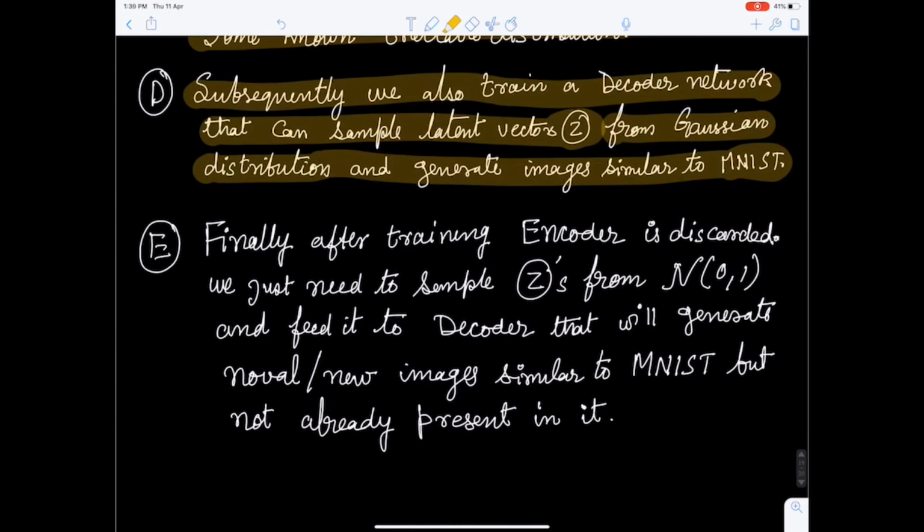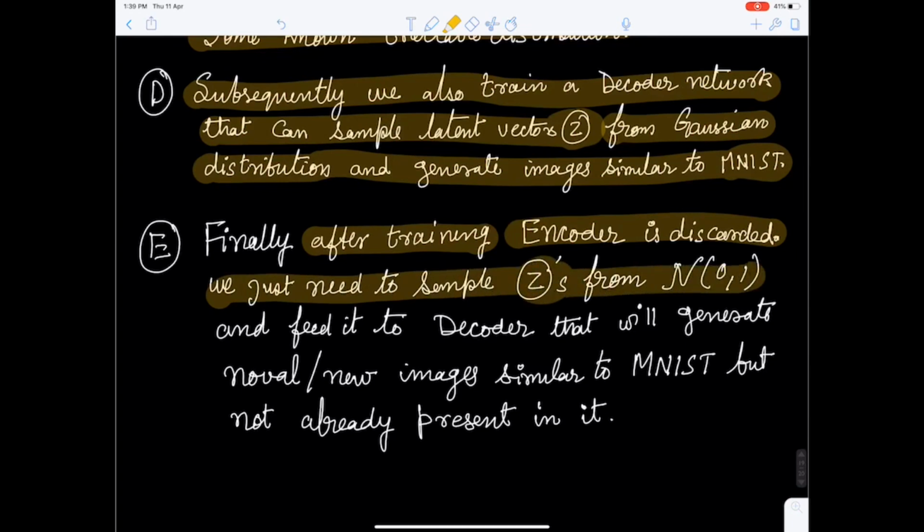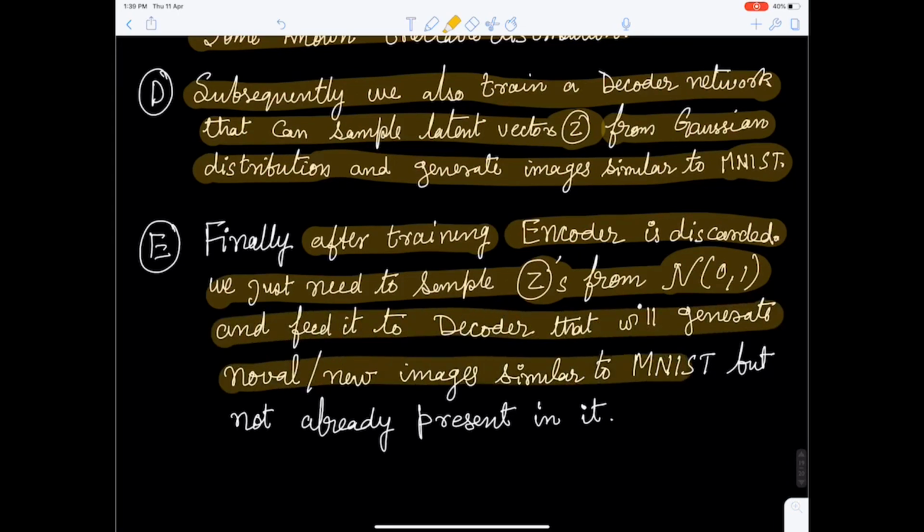Finally, after training, the encoder is completely discarded. And we just need to sample Z's from unit normal distribution. You sample anything from unit normal distribution and feed it to the decoder, which will generate novel or new images similar to the MNIST dataset but not already present in it.